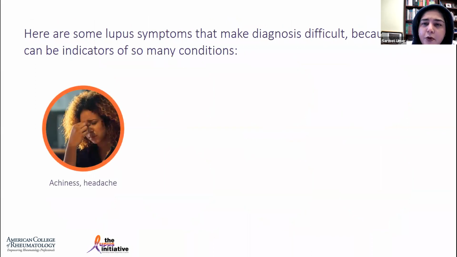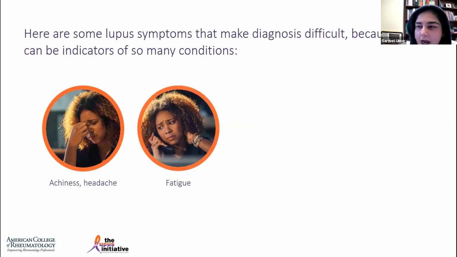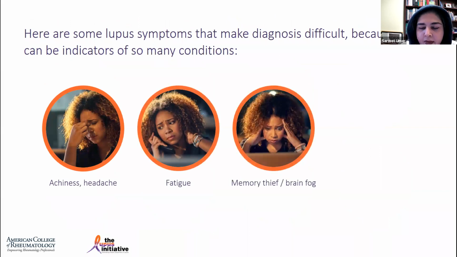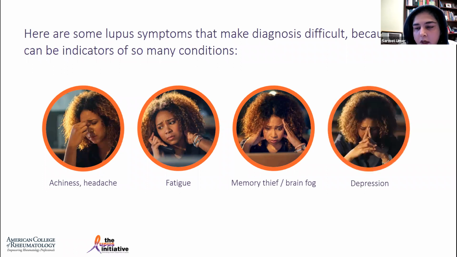Here are some symptoms of lupus that make the diagnosis difficult because they can be indicators of many other conditions. Lupus patients complain of achiness and headaches. They feel tired and fatigued all the time. They may also feel that they are under a lupus fog, memory thief or brain fog. We have seen our lupus patients in flare who, if you ask them to fill out a simple survey, and they are very educated patients, may not be able to do it at the time of their flare because they are under the lupus fog.